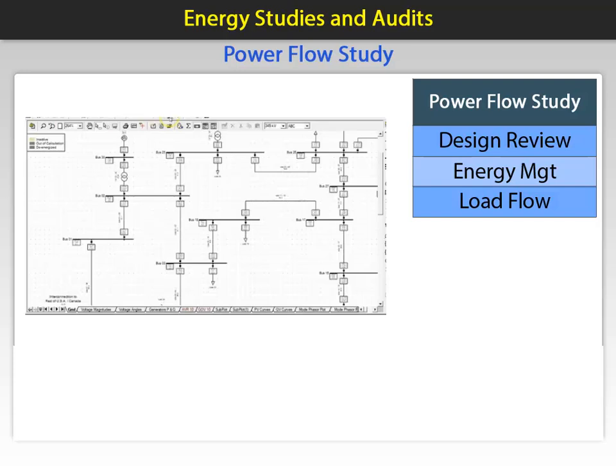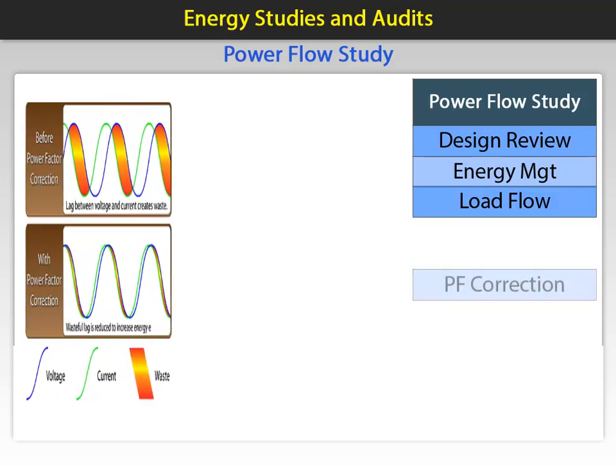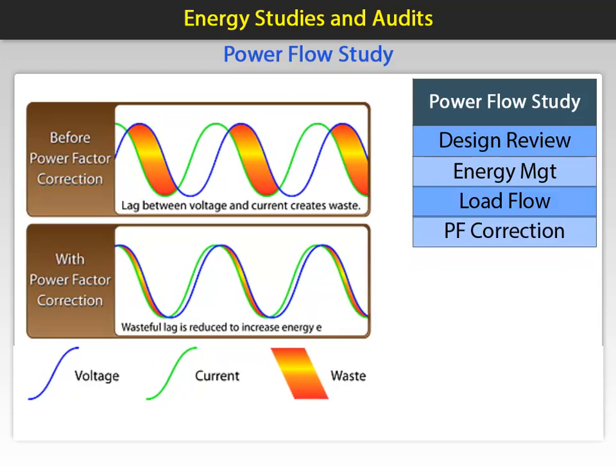Potential solutions include adjusting tap settings on transformers to regulate voltage. Optimizing reactive power compensation to improve voltage profiles. Power factor correction improves system efficiency by reducing reactive power demand, lowering energy losses, and avoiding penalty charges from utilities.